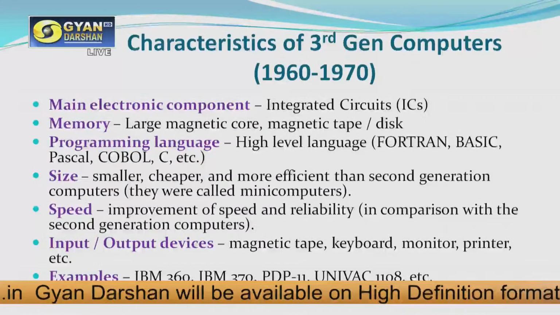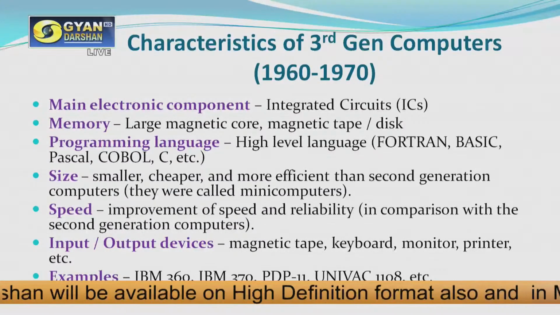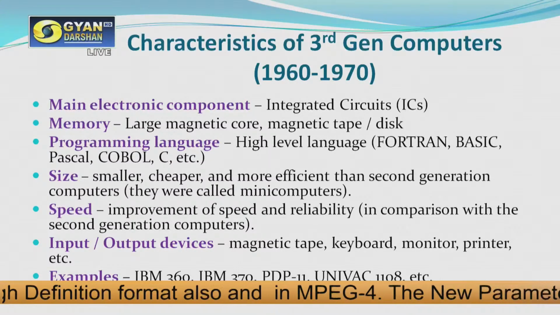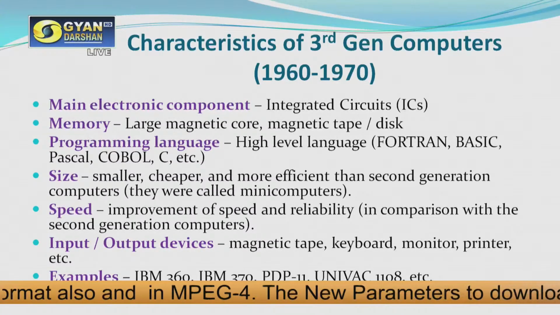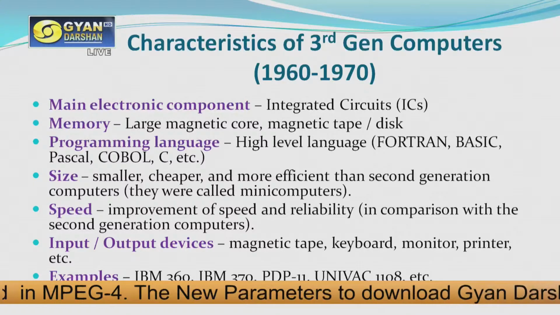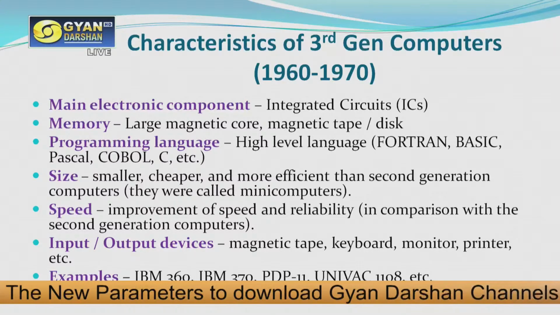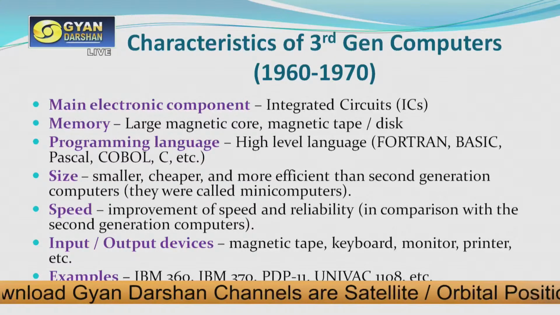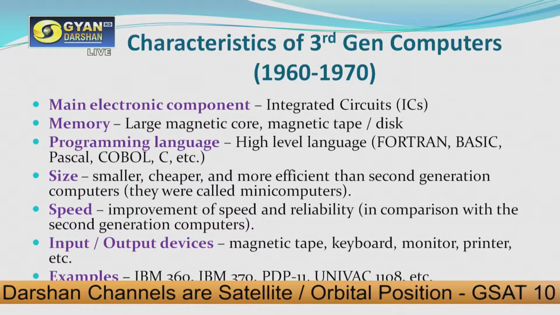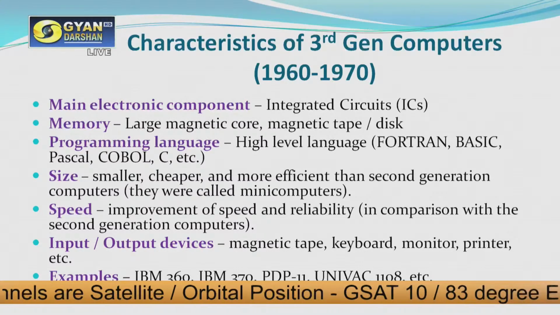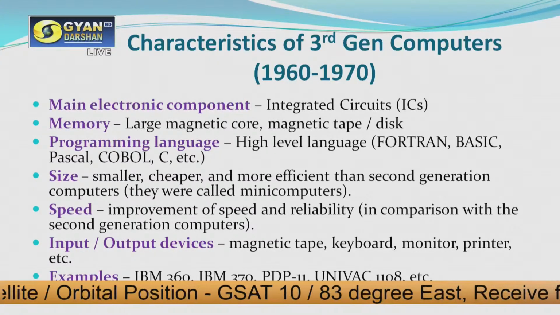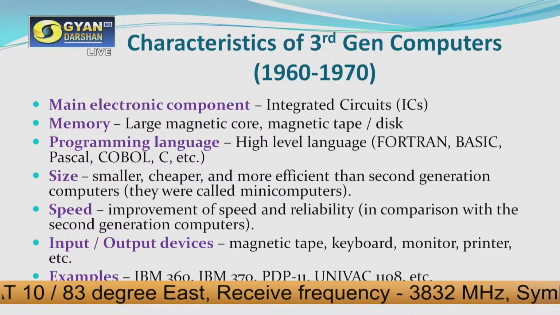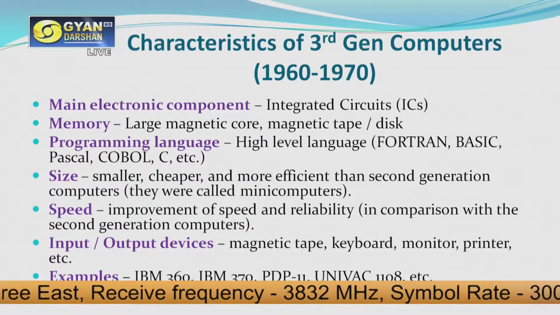The third generation computers were counted from 1960 to 1970. The main electronic component in those days was the integrated circuit. Many transistors were integrated into one IC, and the memory was large magnetic cores, like magnetic tape and magnetic disc. Higher level programming languages like Fortran (formula translation), BASIC, Pascal, COBOL, and C were introduced during 1960 and 1970. So size became very much smaller.